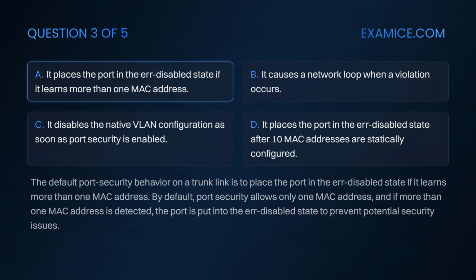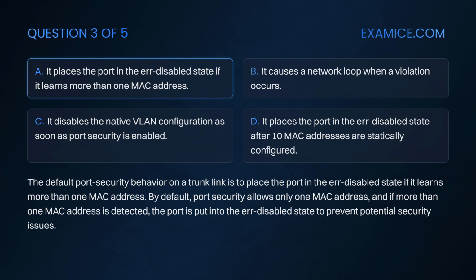The default port security behavior on a trunk link is to place the port in the err-disabled state if it learns more than one MAC address. By default, port security allows only one MAC address, and if more than one MAC address is detected, the port is put into the err-disabled state to prevent potential security issues.